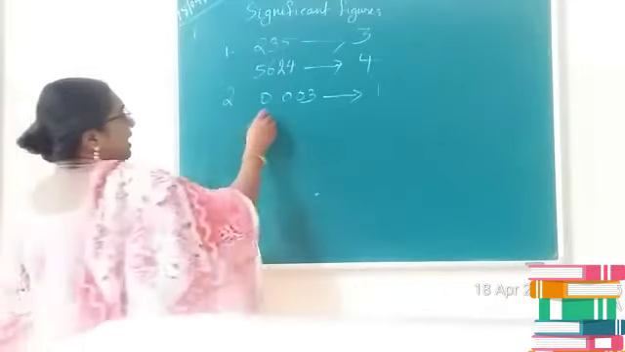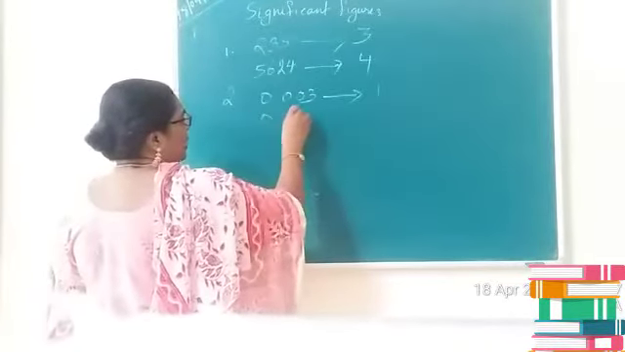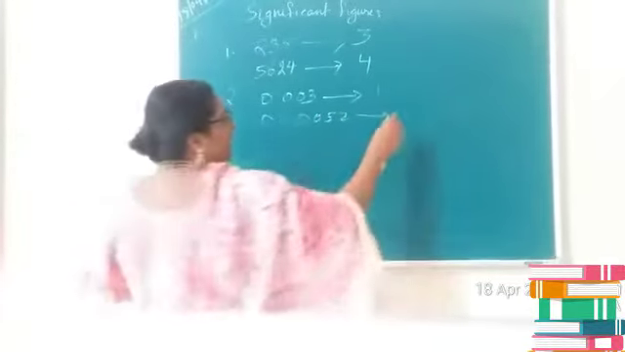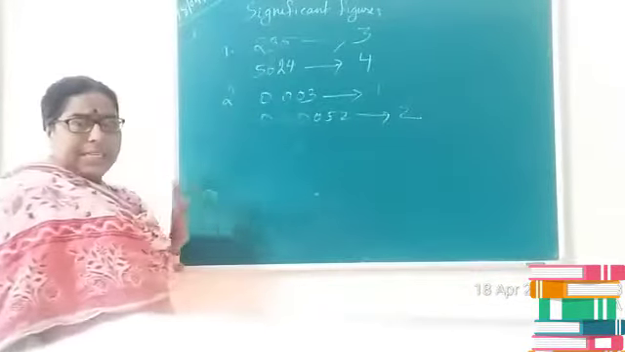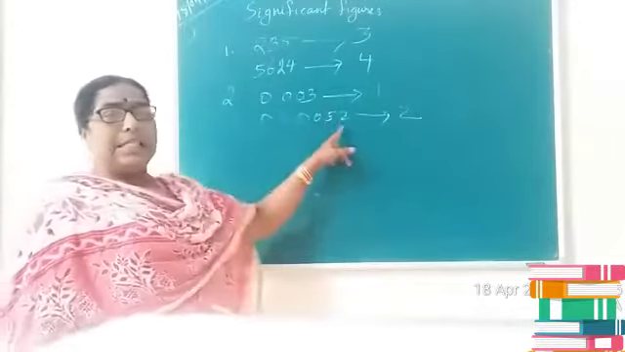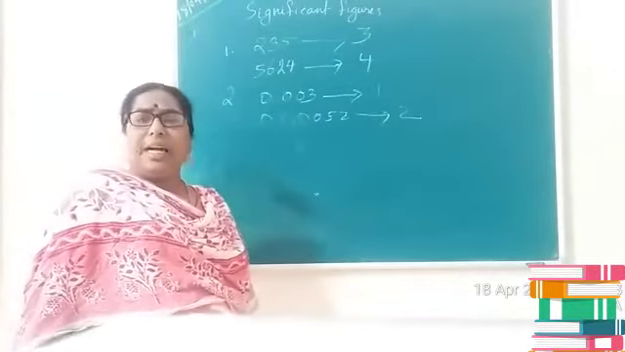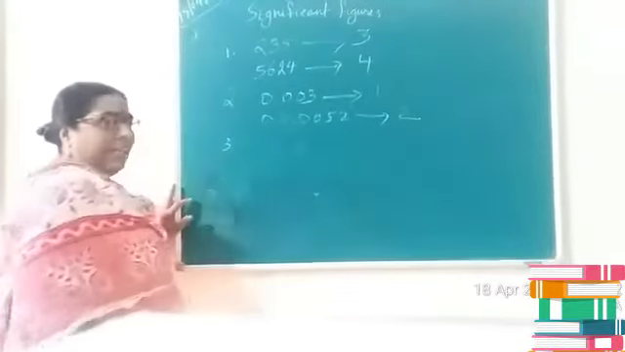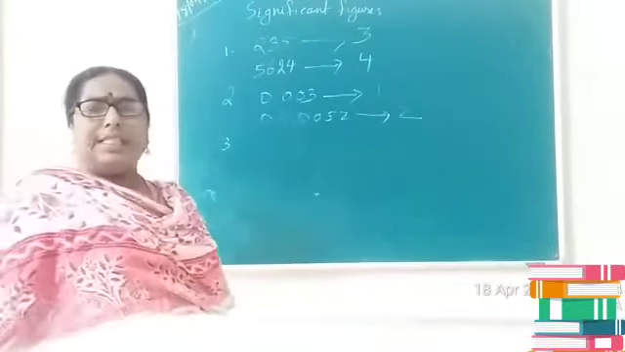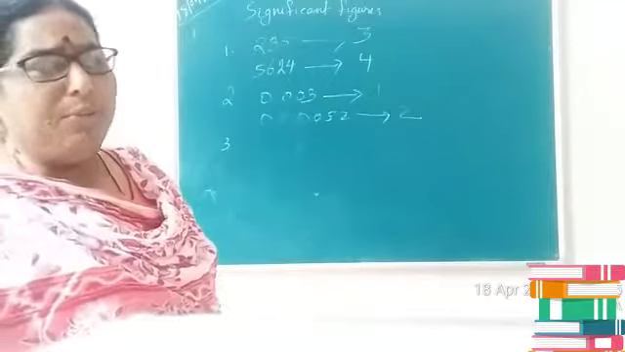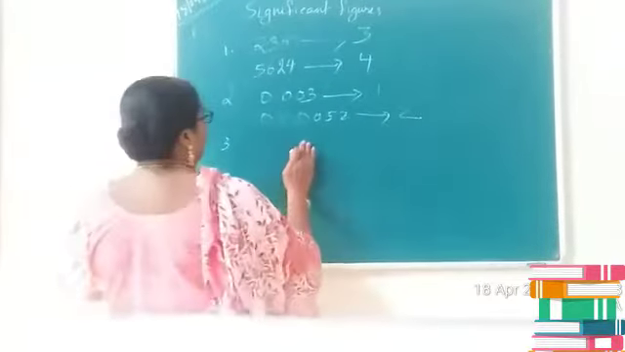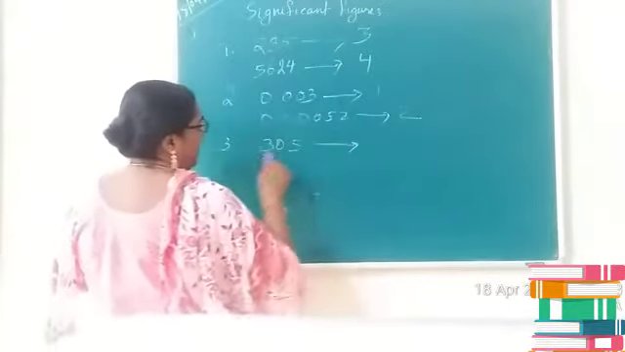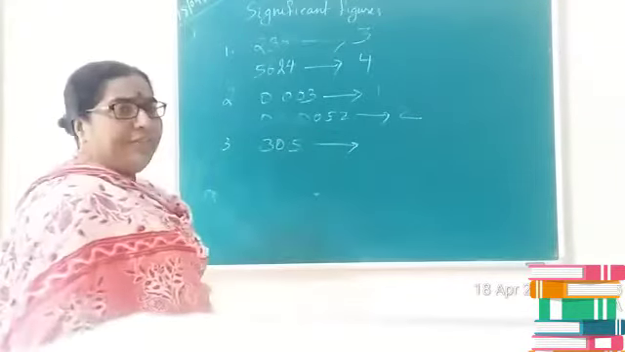Is it clear? Another example, you consider 0.00052. It is having how many significant figures? Yes, 2 significant figures. Is it clear children? Zeros preceding the first non-zero digit are not significant. Third point, zeros in between non-zero digits are significant. That is, whatever be the non-zero digits which are coming, zeros which are coming in between the non-zero digits are significant. Can you tell me how many significant figures are there?